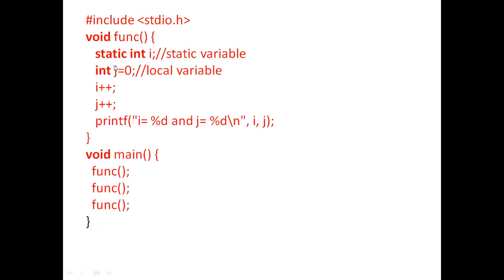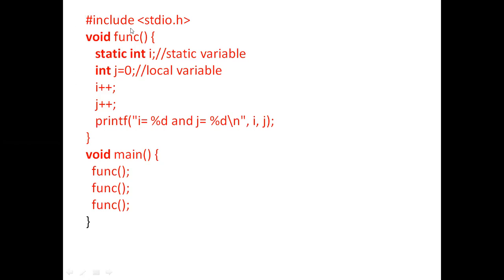So the next example is hash include stdio.h, and this function has static int I, which is the static variable, and int j is equal to 0, which is the local variable. I have I plus plus, j plus plus, and then I'm printing the values of I and j. And in main, I'm calling this function again and again.